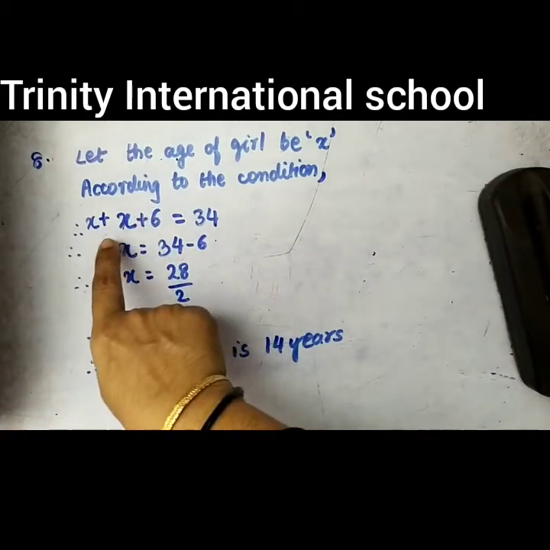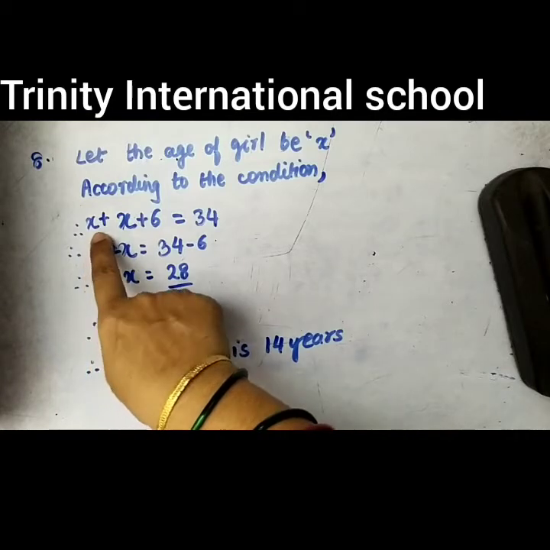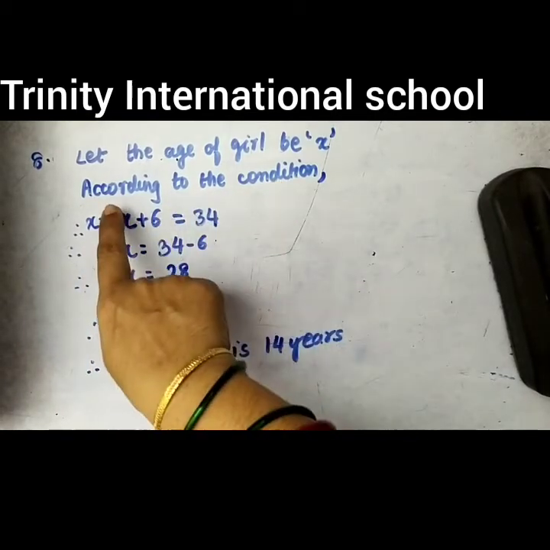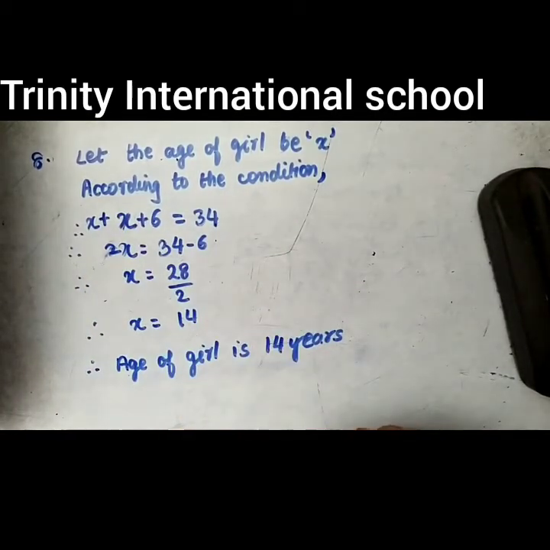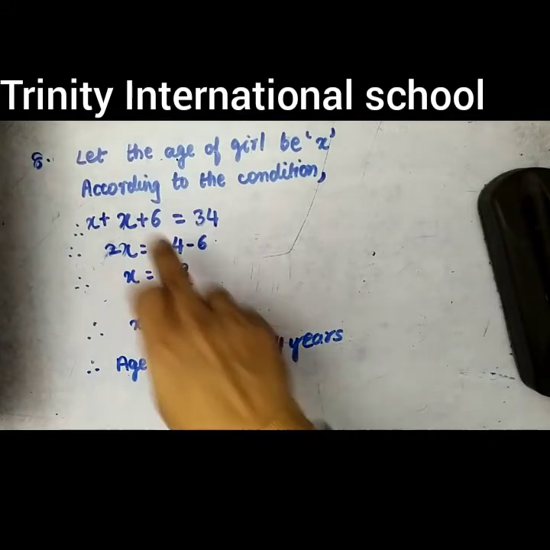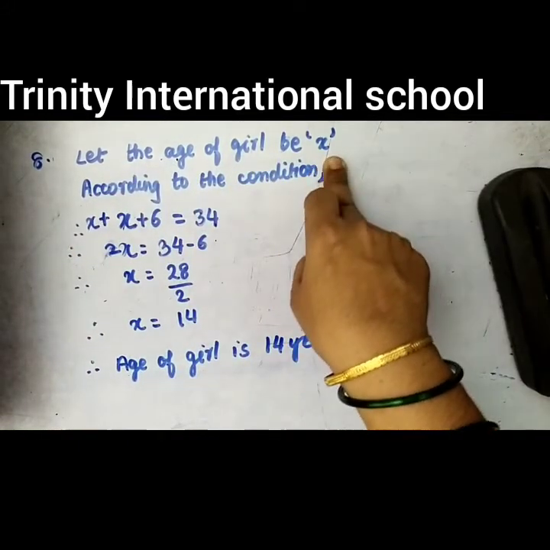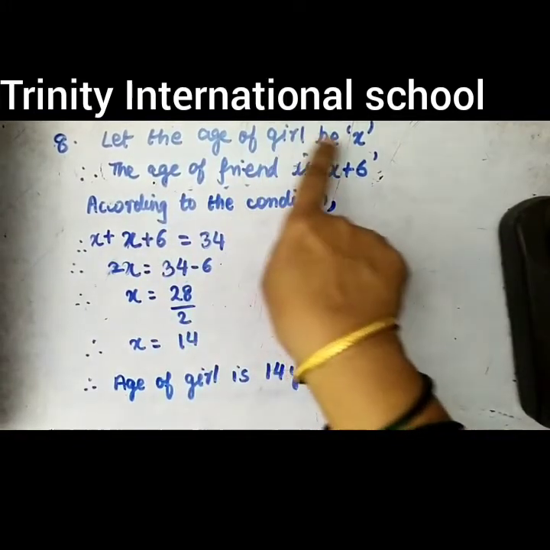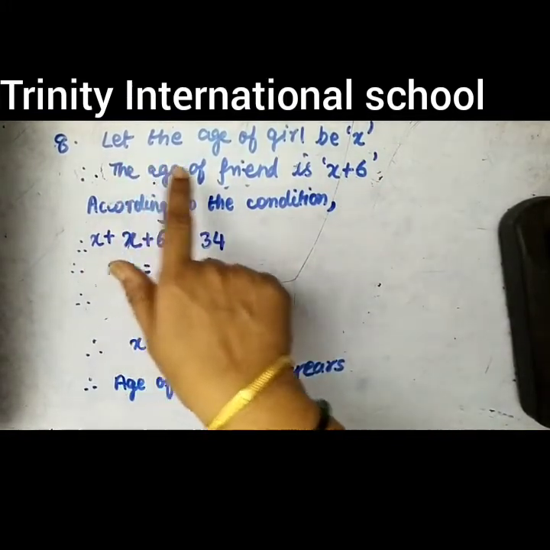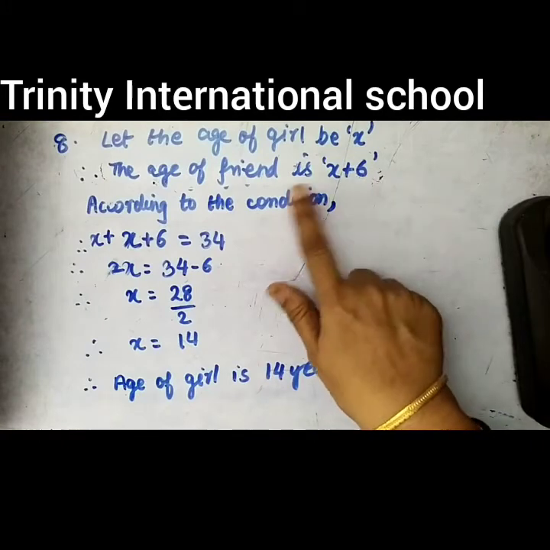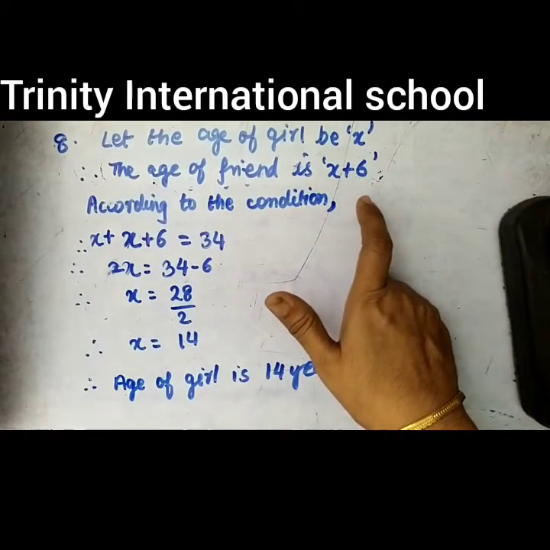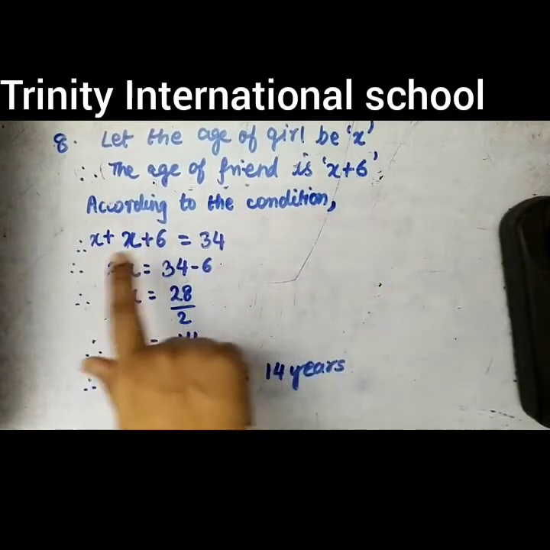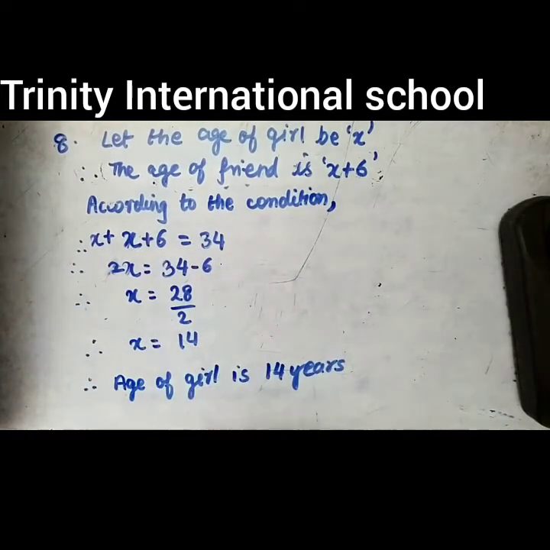So you can say that according to the condition, the age of the friend is x plus 6. So what will the age of the friend be? x plus 6. You can add one statement here also. Let the age of the girl be x, then the age of the friend is x plus 6. Now according to the conditions, the sum of their ages is equal to 34.